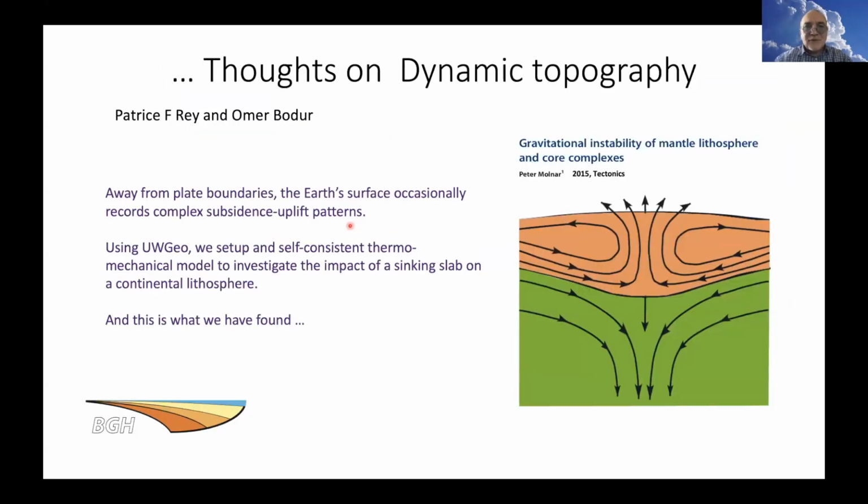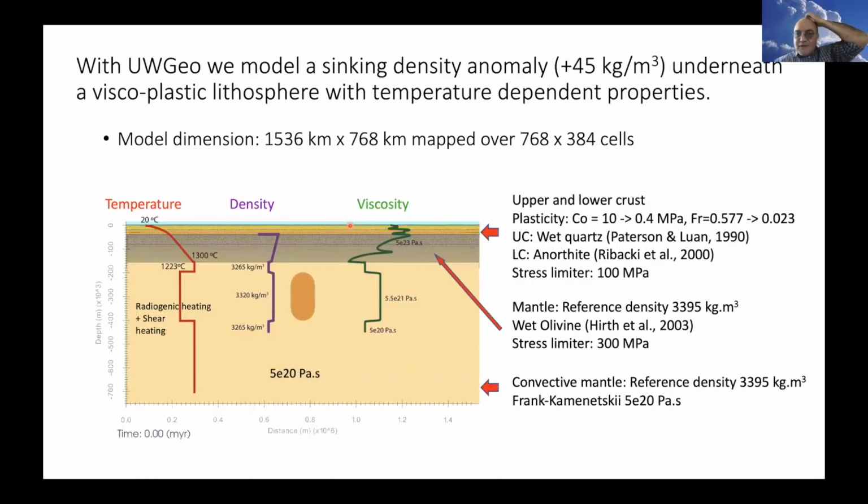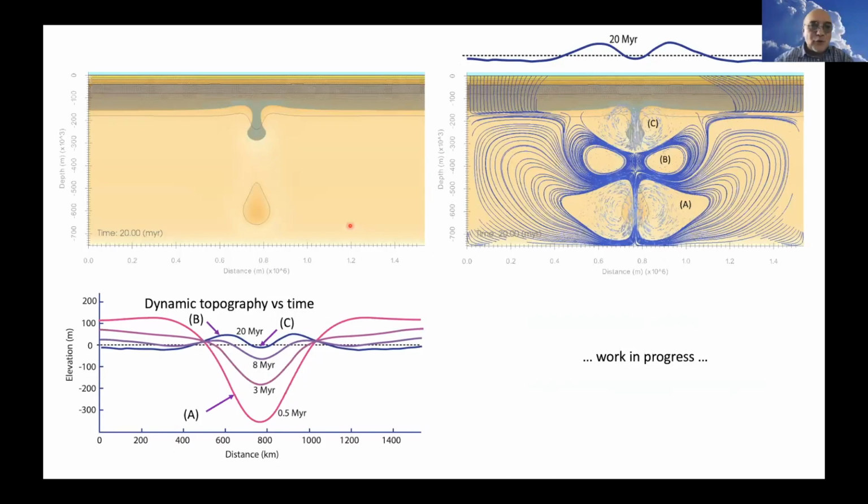The last thought is about dynamic topography. And here I will invite you to read the paper by Peter Molnar in 2015 published in Tectonics. We explained that when you observe the initiation of the delamination of the base of the lithosphere, and if you look at the flow field, what you expect is not a subsidence but an uplift. And that was, I find, interesting. And for this, we ran some experiments. And here I show you the snapshot.